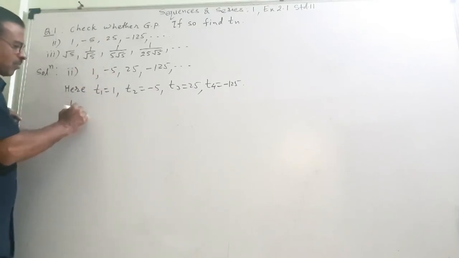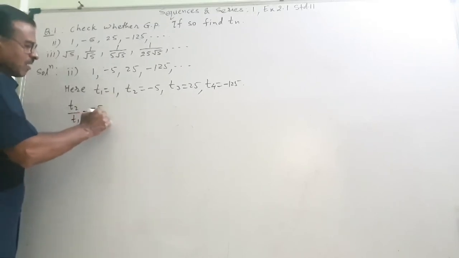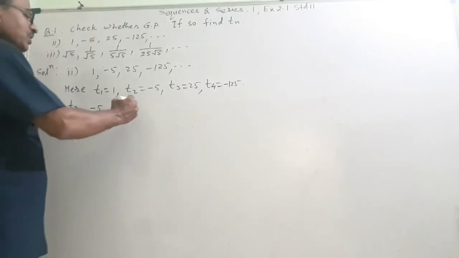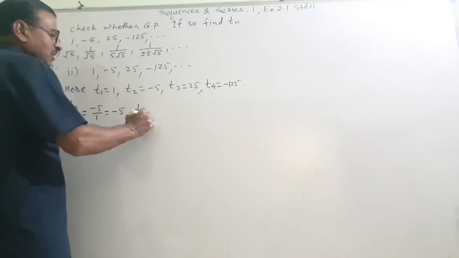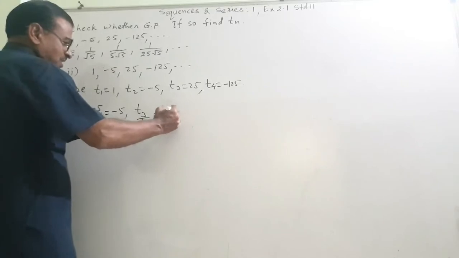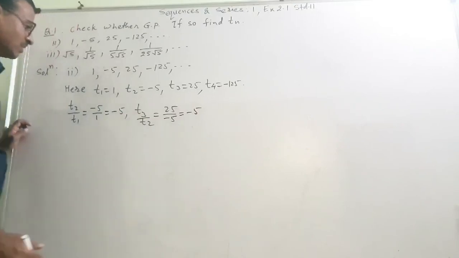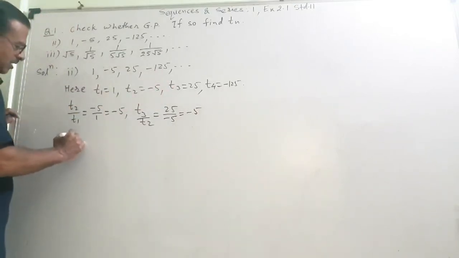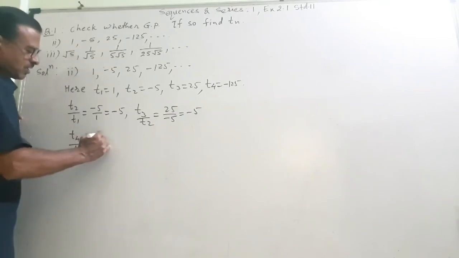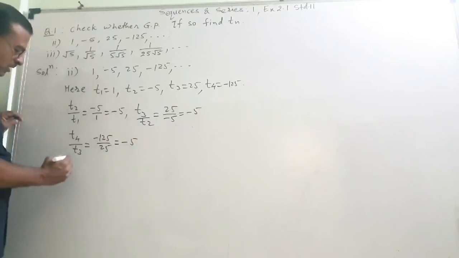So T2 upon T1 is equal to, T2 is minus 5 upon 1, is equal to minus 5. Then T3 upon T2, next term upon the earlier term, T3 upon T2 is equal to, T3 is 25 upon minus 5, that is equal to minus 5. Now T4 upon T3 is equal to, T4 is minus 125 upon 25, is equal to minus 5.